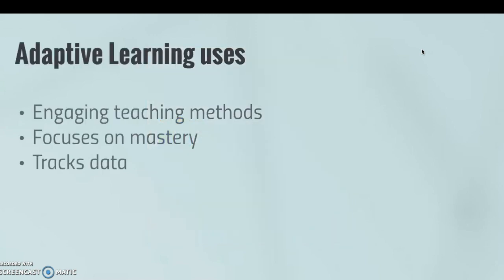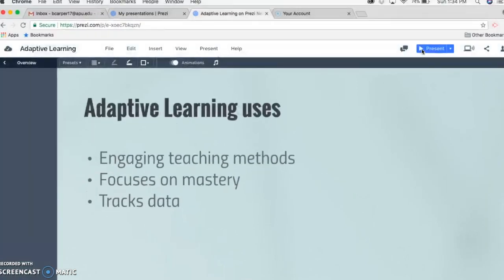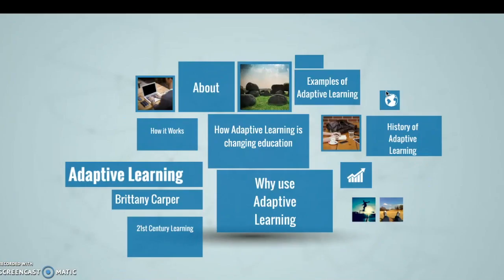While there are a lot of adaptive learning programs, most programs present material in an engaging way and require students to achieve mastery before moving on. The program can track the data, and the teacher can see exactly where students are missing. Next, we will focus on how adaptive learning is changing education.